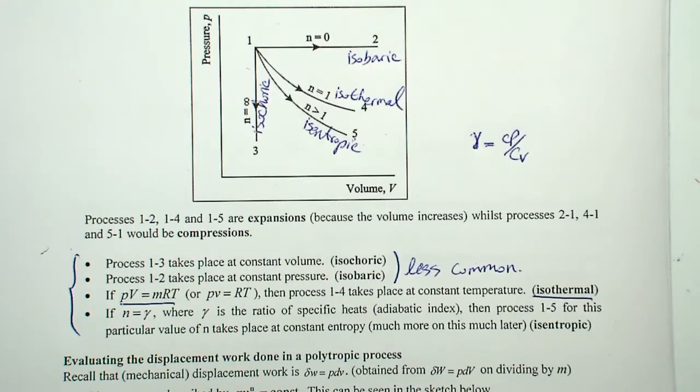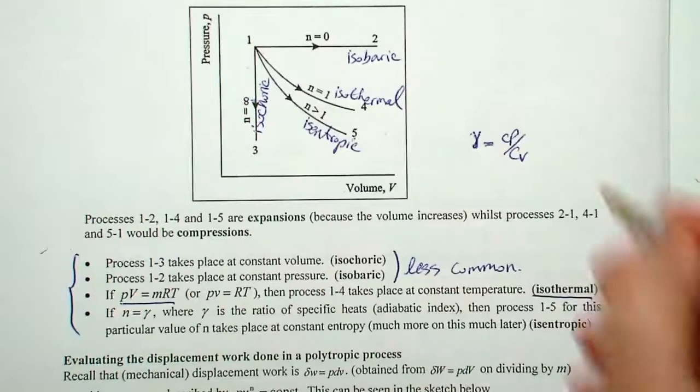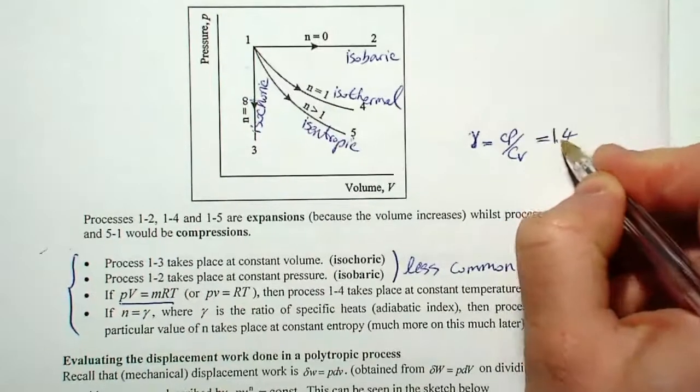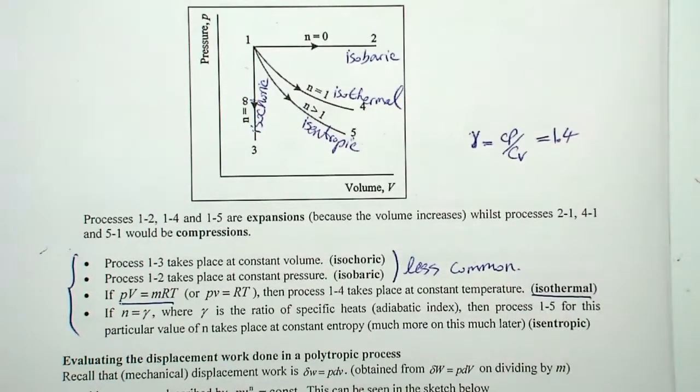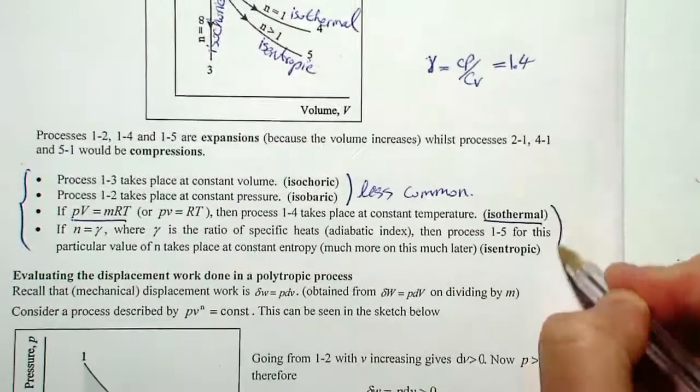Now, this value of gamma, which we're going to come back to later on, for air is normally 1.4 at a constant temperature, because when the temperature varies, that constant varies as well. But just to give you an idea, that's the sort of value that we normally work with whenever you have air in your system. And as I mentioned, these two are very common.